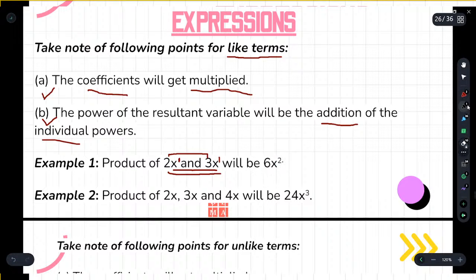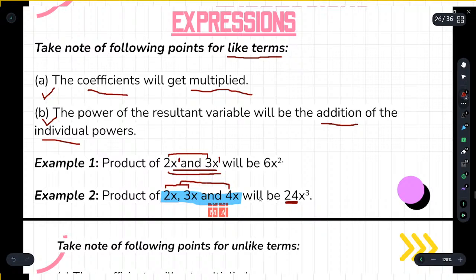Let's move on to the second example. Product of 2x, 3x and 4x. How do we multiply these three terms? First of all, let's multiply their coefficients. 2 into 3 is 6 and 6 into 4 is 24. That's how we get 24.